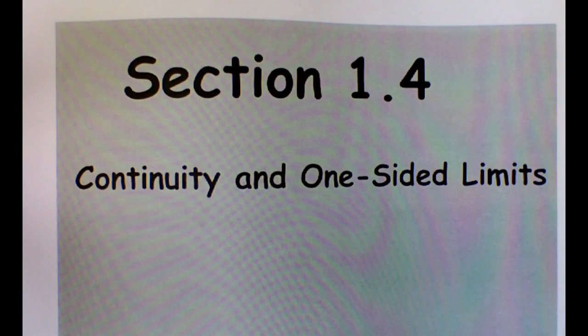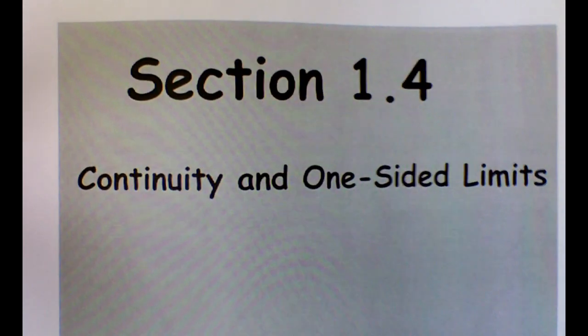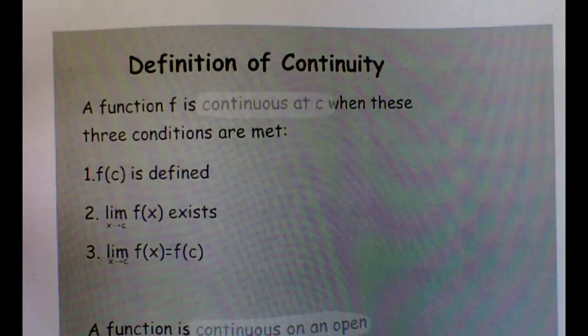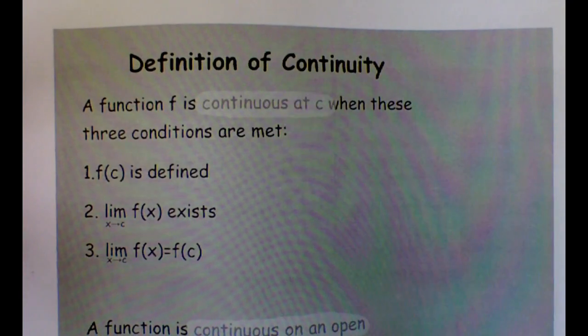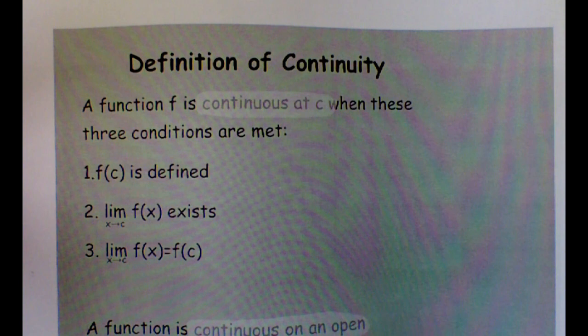All right, this is section 1.4, continuity and one-sided limits. So let's start with the definition of continuity. A function f is continuous at c when three conditions are met. f of c is defined, so the function is defined at that point. The limit as x approaches c of f of x exists, and the limit as x approaches c of f of x equals f of c. So we could use direct substitution there.